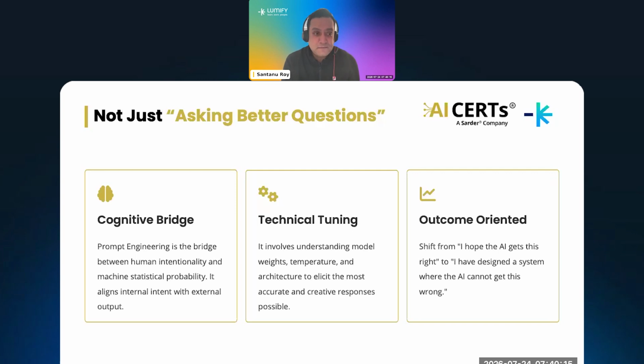Outcome oriented means you should craft the prompt, you should design the prompt in such a way so that AI can't mess up. So the assumption is instead of hoping the AI gives you the right answer, you design the prompt so well that AI is almost guaranteed to give you the correct output every time.